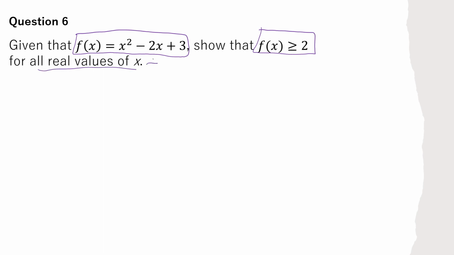So all real values of x means x can take any value, right? You can just substitute x to be any value into your function. And what comes out is such that the maximum value of your f(x) must be 2. All right. So the key word here is we are talking about maximum value.